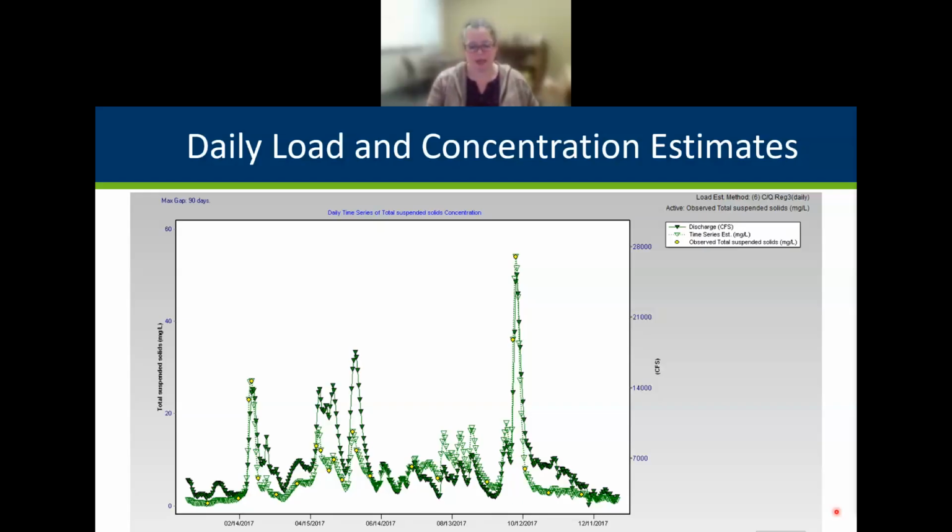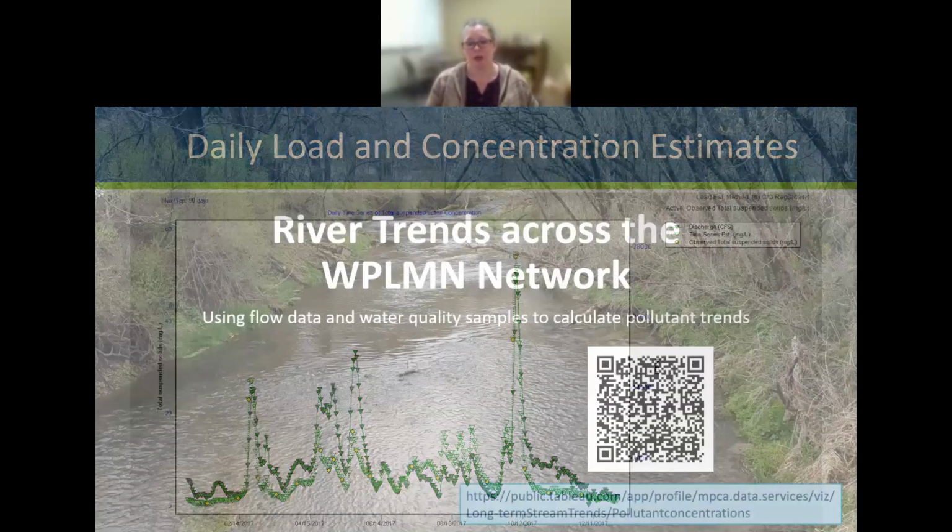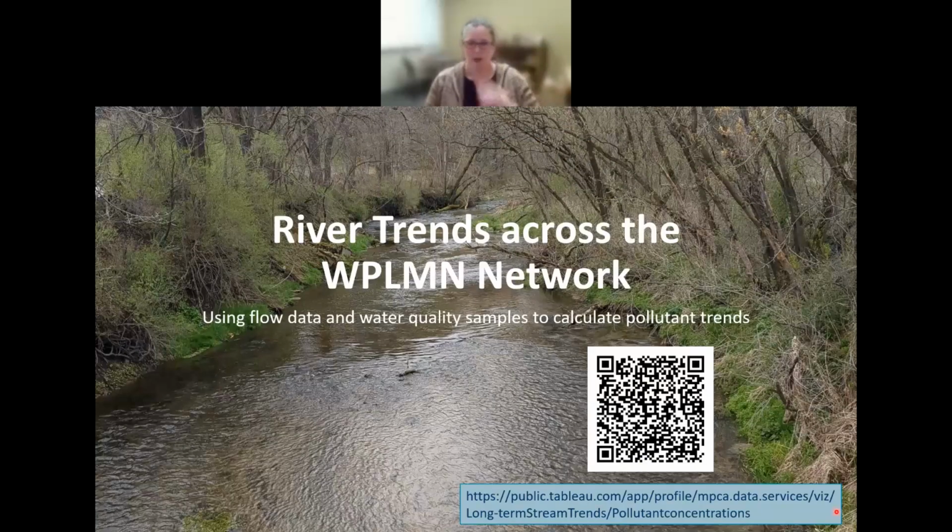So that's it for the condition part of the Watershed Pollutant Load Monitoring Network. And now I'm going to talk a little bit about trends. This is another QR code. We can hopefully send out some links after this so that you can have access to all of these things. They're all public dashboards where you can dig into what's going on with the trends.